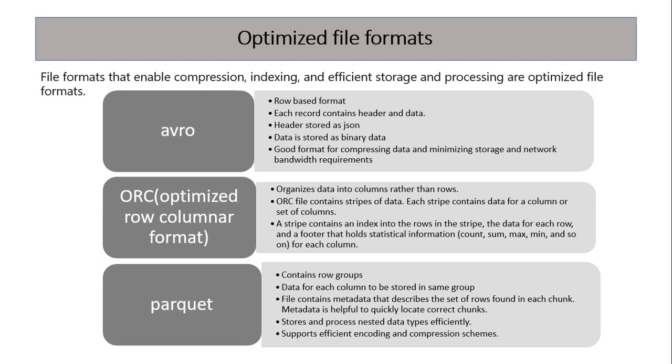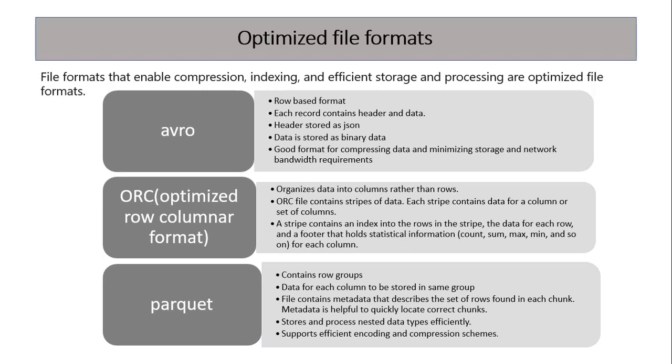So next, coming to optimized file formats. The file formats which we read earlier, structured and semi-structured, are very useful, but they are not typically optimized for storage space or processing. Over time, a few optimizations are required, for example compression, indexing, efficient storage, and fast processing. So a few file formats have been identified as optimized file formats. Those are three major file formats: Avro, ORC, and Parquet files.